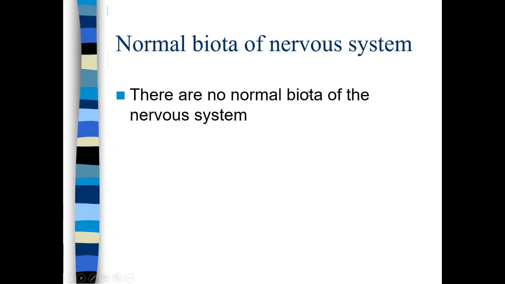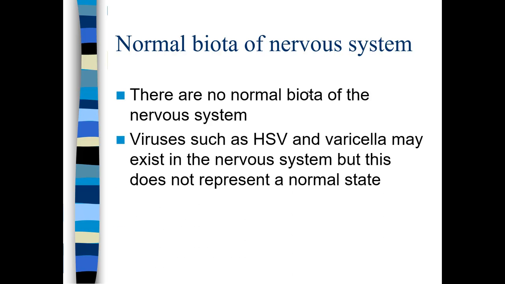Okay, in terms of a normal biota, this is a sterile system. You shouldn't have any type of floating microbes in your cerebral spinal fluid, your central nervous system, or your peripheral nervous system. You can have viruses that will congregate in the nerve ganglion, like herpes simplex virus and varicella. Varicella can then cause things like shingles. Herpes will flare up as well. But this does not represent a normal state.